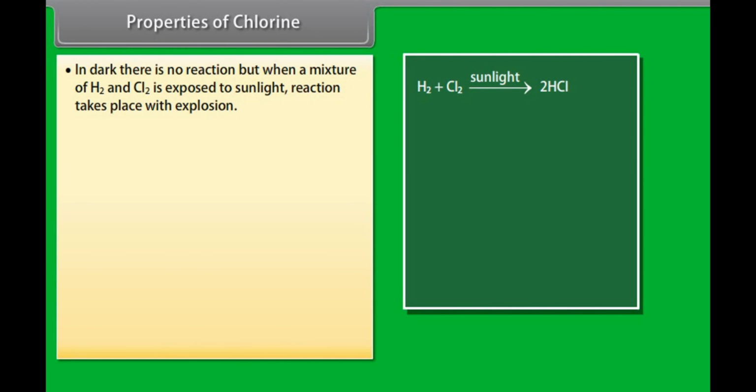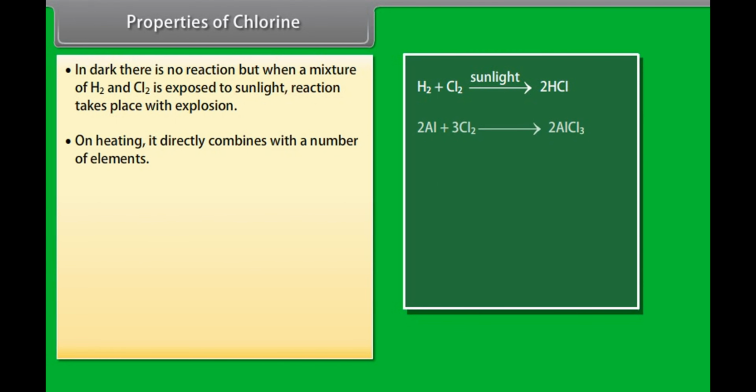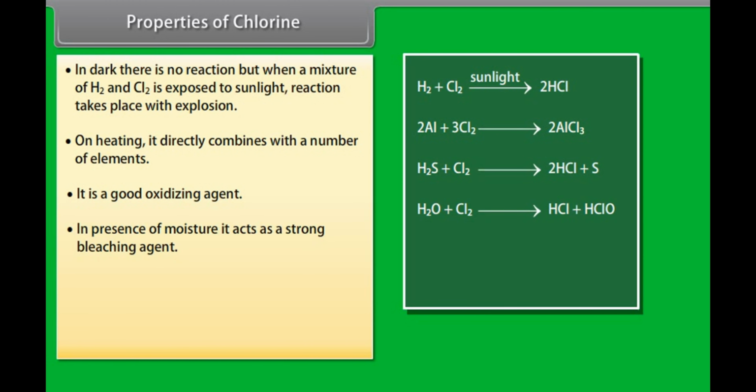In dark, there is no reaction, but when a mixture of H2 and Cl2 is exposed to sunlight, the reaction takes place with explosion. On heating, it directly combines with a number of elements. It is a good oxidizing agent. In presence of moisture, it acts as a strong bleaching agent.